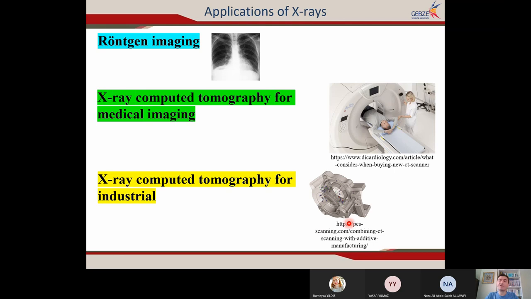So X-ray computed tomography is a very nice tool: without damaging the material or the part, you can see what is happening inside. X-ray astronomy is also widely used. We get pictures of the planets, of galaxies, and of the stars by using X-ray detectors in space.